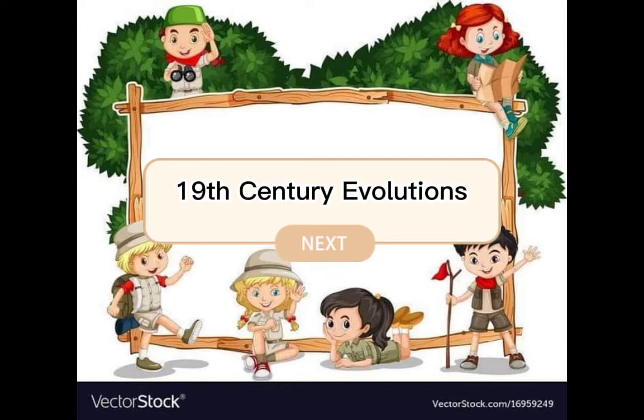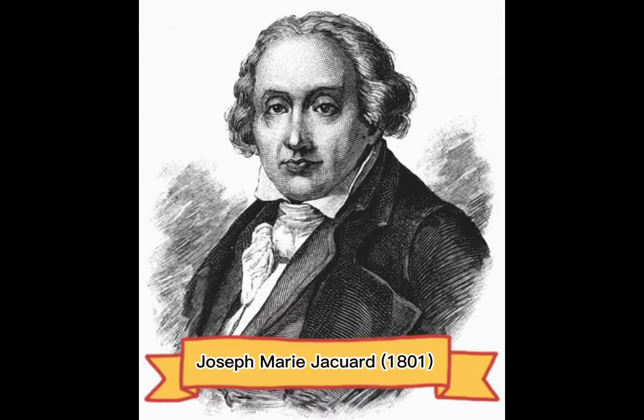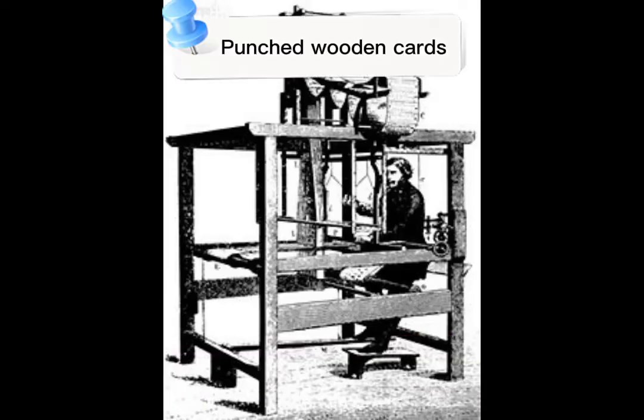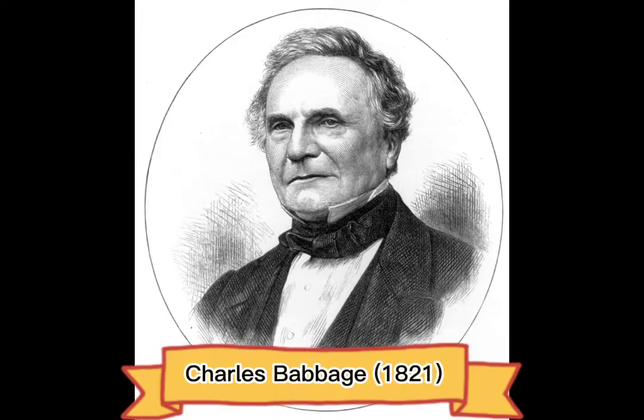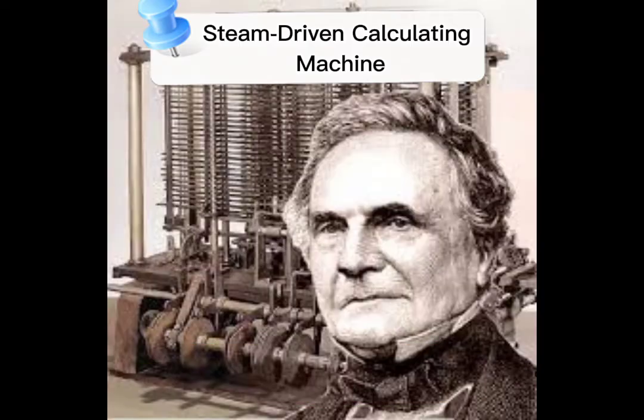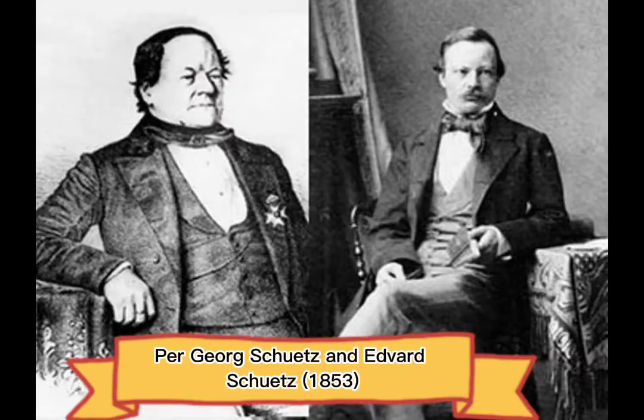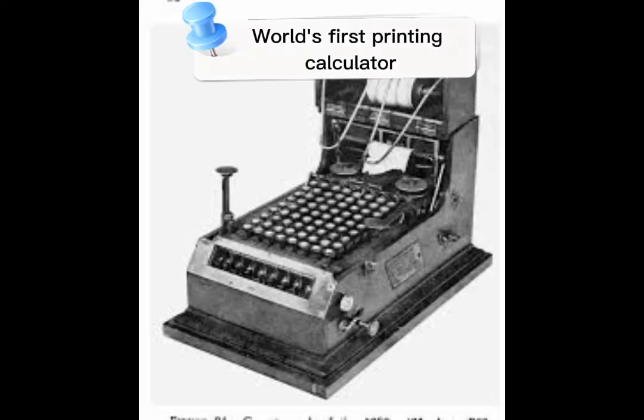The first one we have in 1801, Joseph Marie Jacquard invents looms that use punch wooden cards to automatically weave fabrics. In 1821, Charles Babbage conceives a steam-driven calculating machine that would be able to compute tables and numbers. In 1853, Swedish inventor Per George Scheutz and his son Edvard designed the world's first printing calculator.